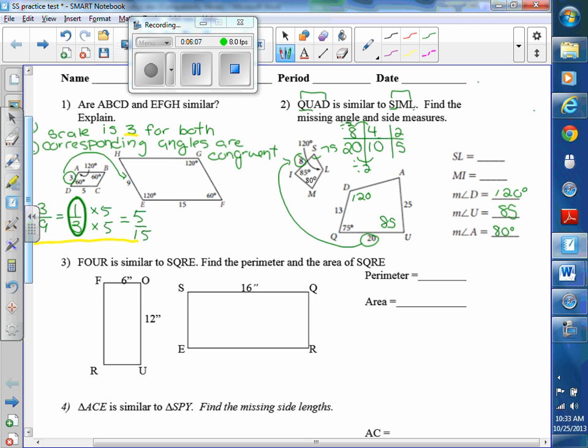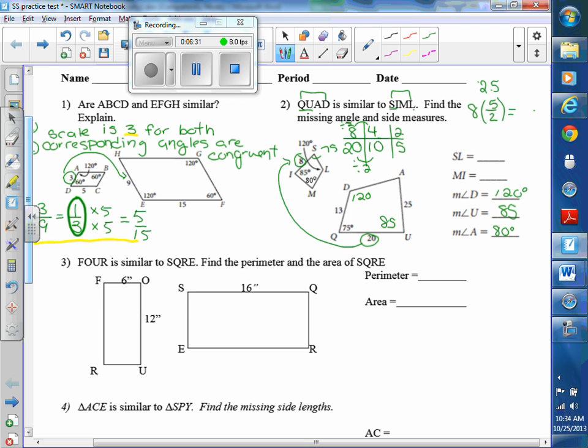Or you could go the reverse direction and take the smaller number, like 8, and multiply by 5/2 to get the bigger number. Because the scale factor from the smaller to the bigger is 5/2, which is the same as 2.5. So let's stop, and I just said a lot of things. Does that all make sense to you guys now?